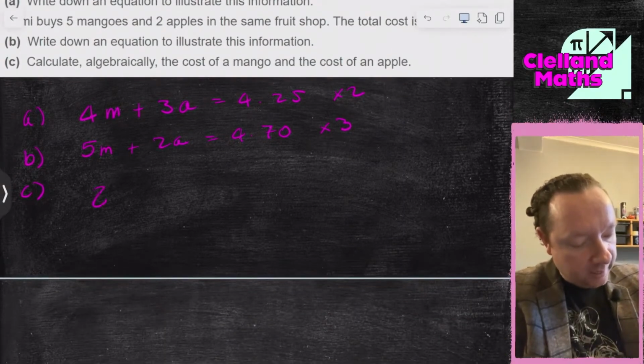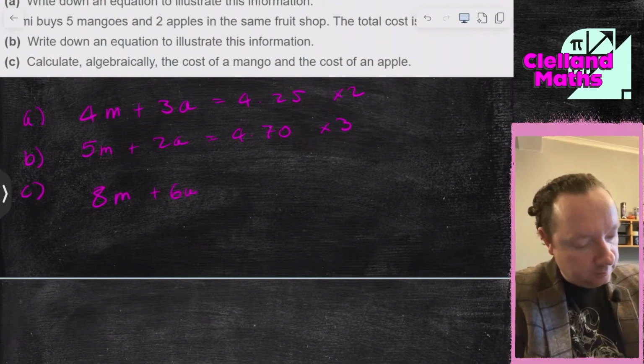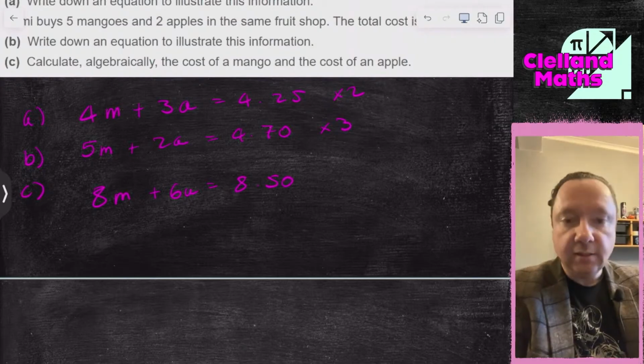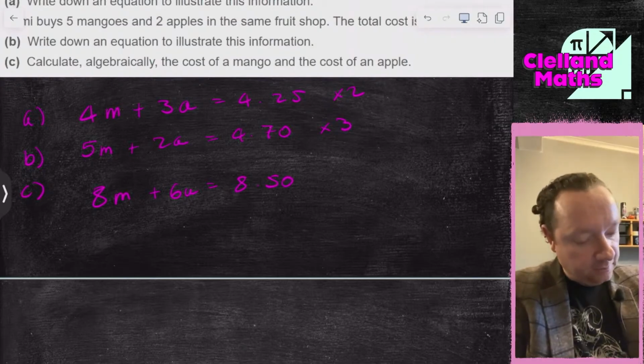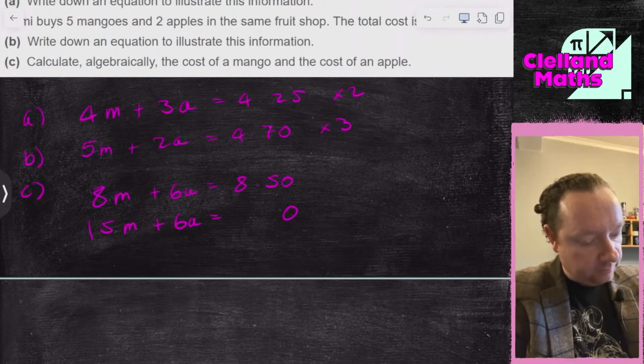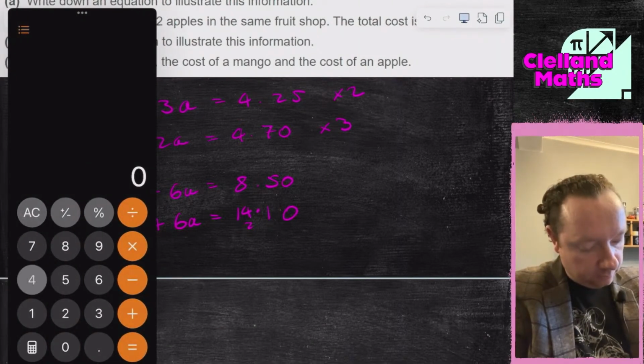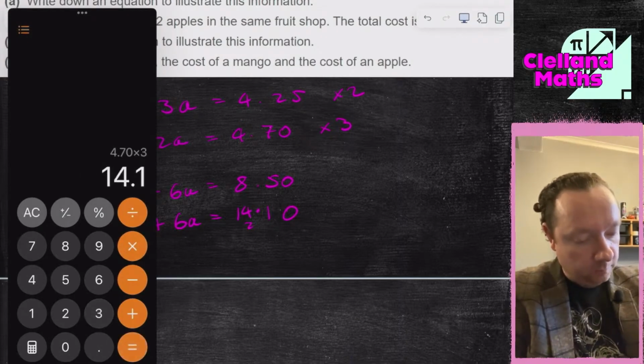Well, that gives me 8m, 6a, be very careful. 2 425s is 850. Use a calculator if you fancy. 3 5s is 15m. 3 2s is 6a. And 3 nothings is nothing. 3 7s is 21. And 3 4s is 12, 13, 14. £10. Now, if you're not confident that is correct, just grab your calculator. £4.70 times 3, and you get 14.1 or £14.10.